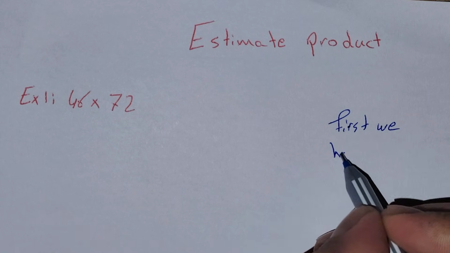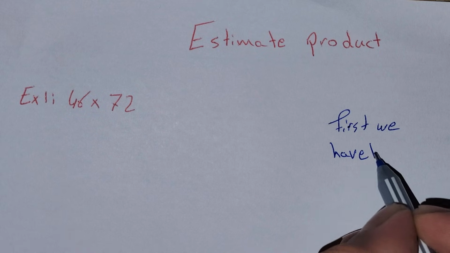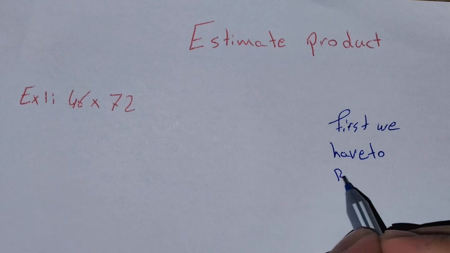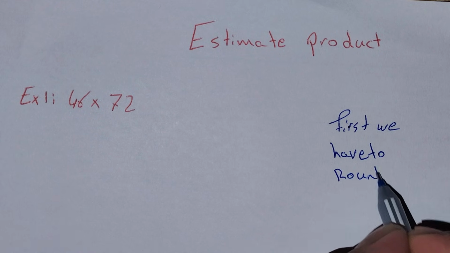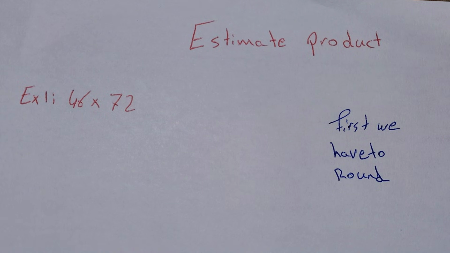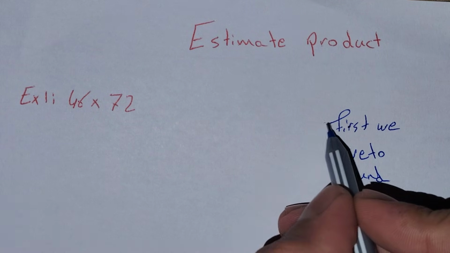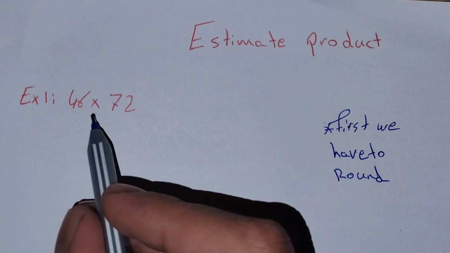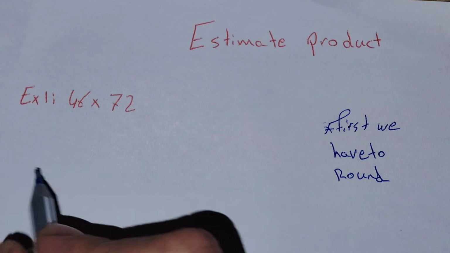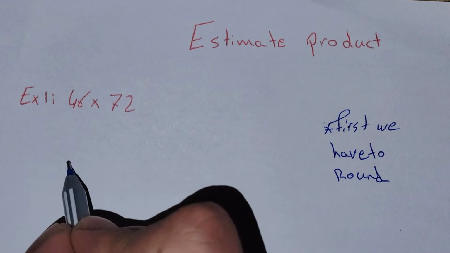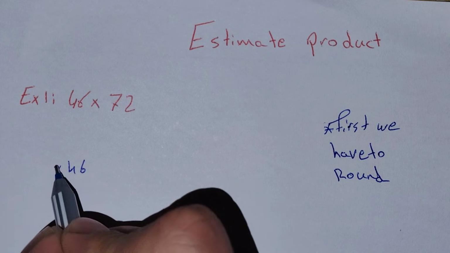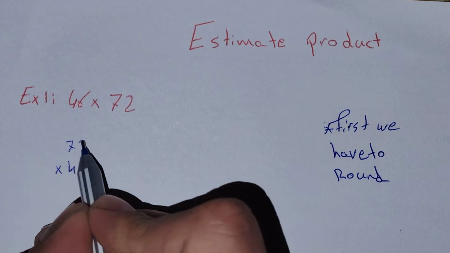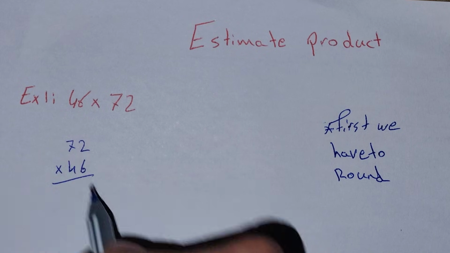we have to round the factors. This is the most important thing. For example, we have 46 times 72. If we want to write it vertically, it will be 46 times 72. But now we don't multiply them.